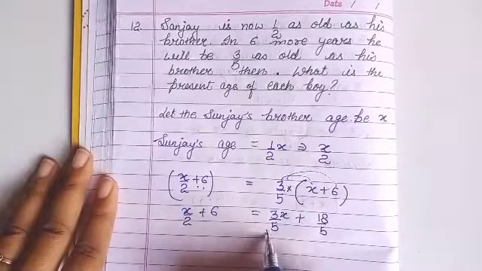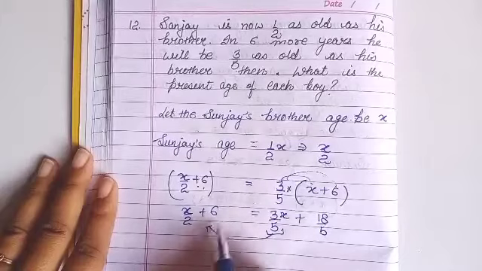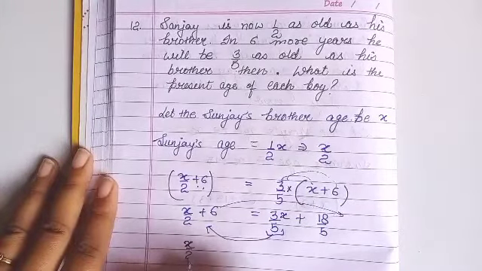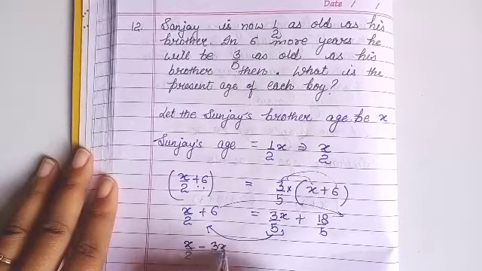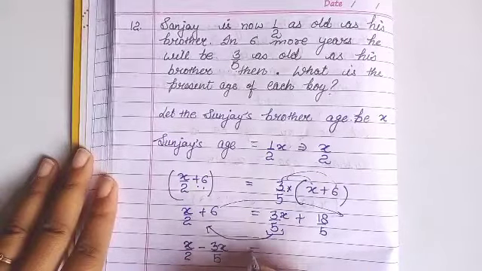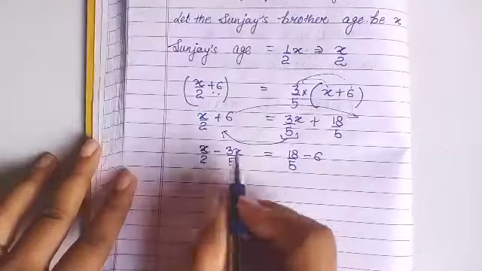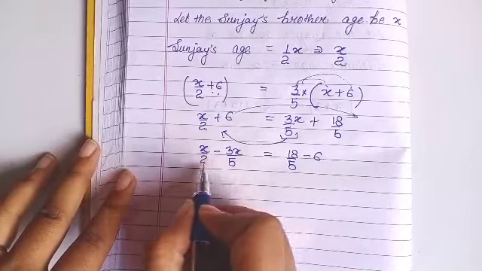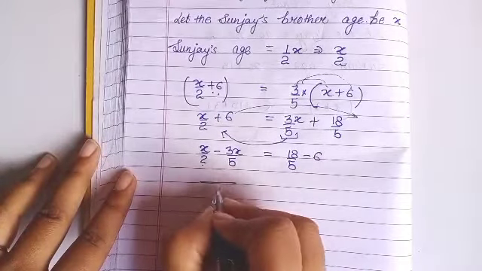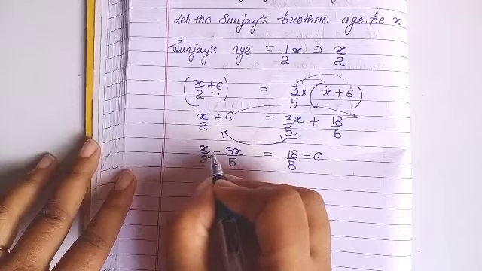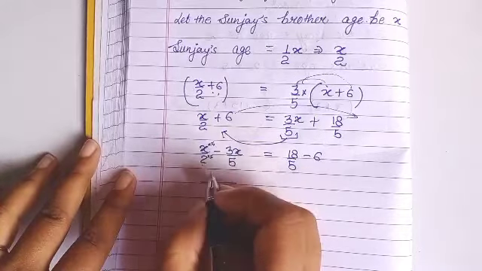Right? Now move the terms having variable to the left and constant to the right. x upon 2 minus 3x upon 5 is equals to 18 upon 5 minus 6. Denominators are different, so take the LCM of these denominators. LCM will be 10. To make this 10, with which number you will multiply it? 5. So multiply this also by 5.